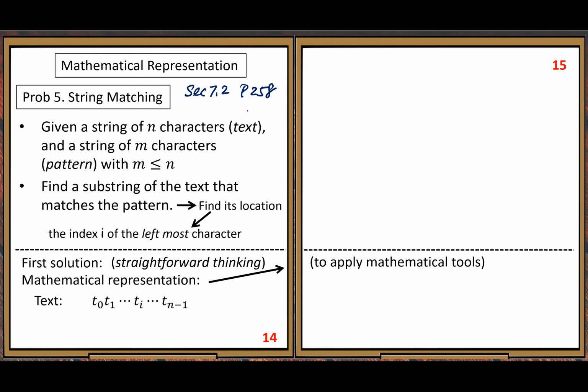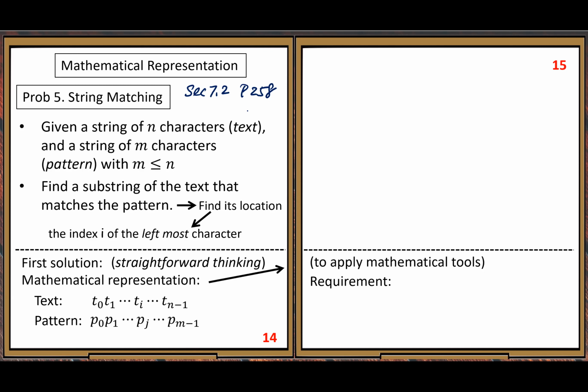Then the pattern representation: P0, P1, through P sub m minus 1. Similar to the text representation, but the number of characters is different. Then we do the comparison. We need to do character-based comparison, character by character.